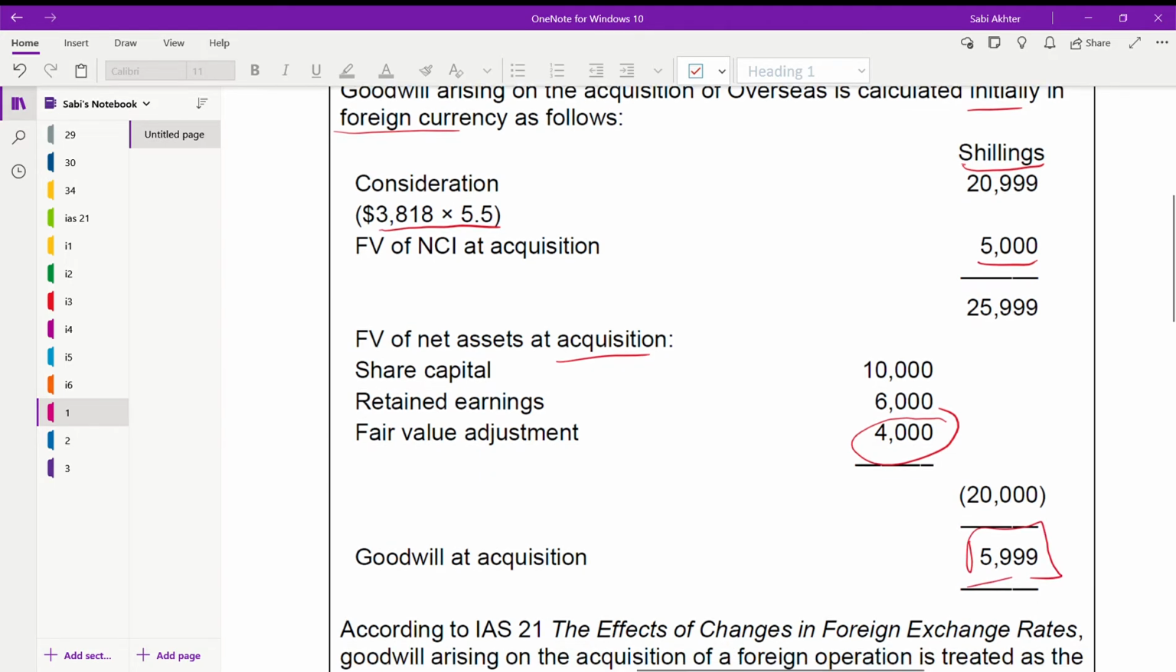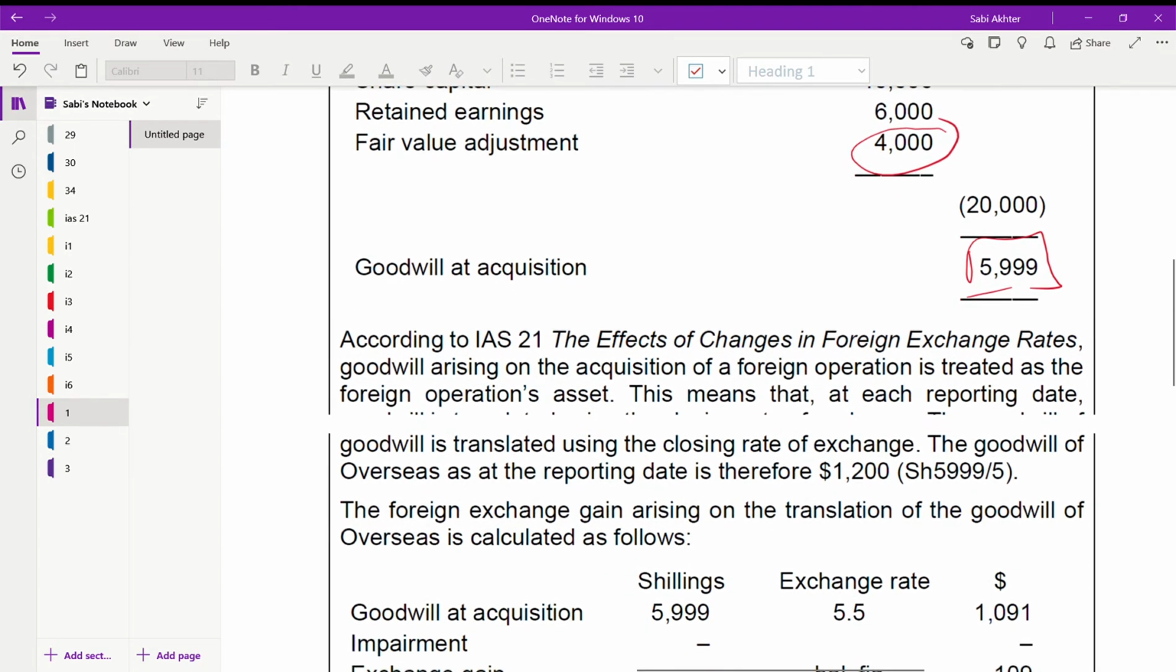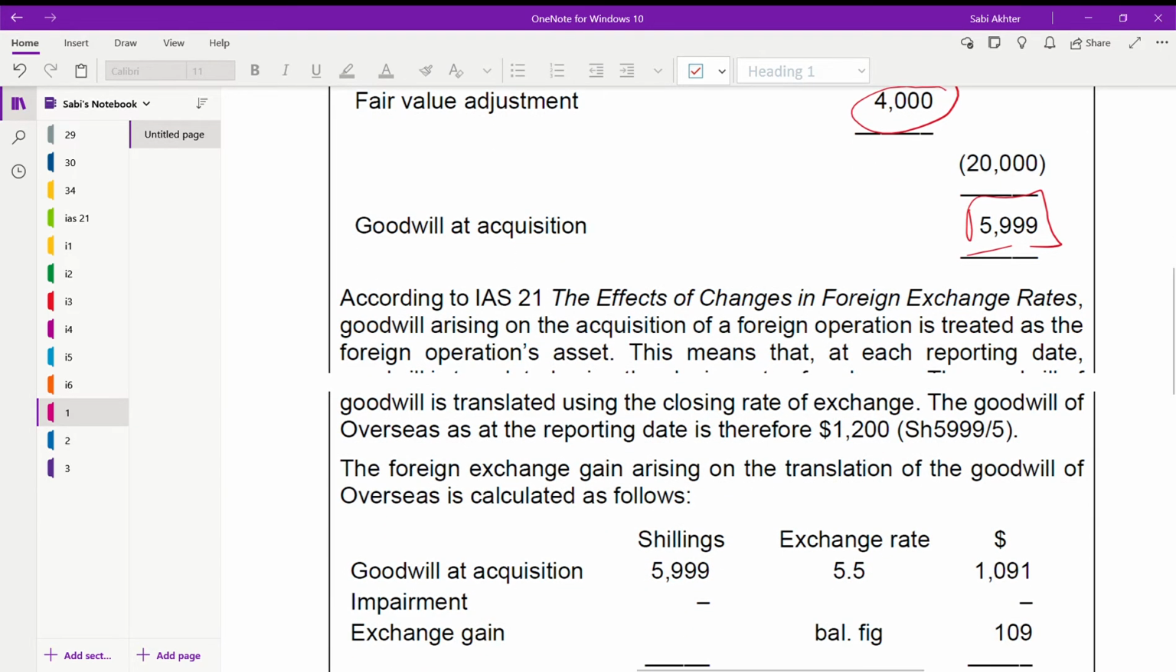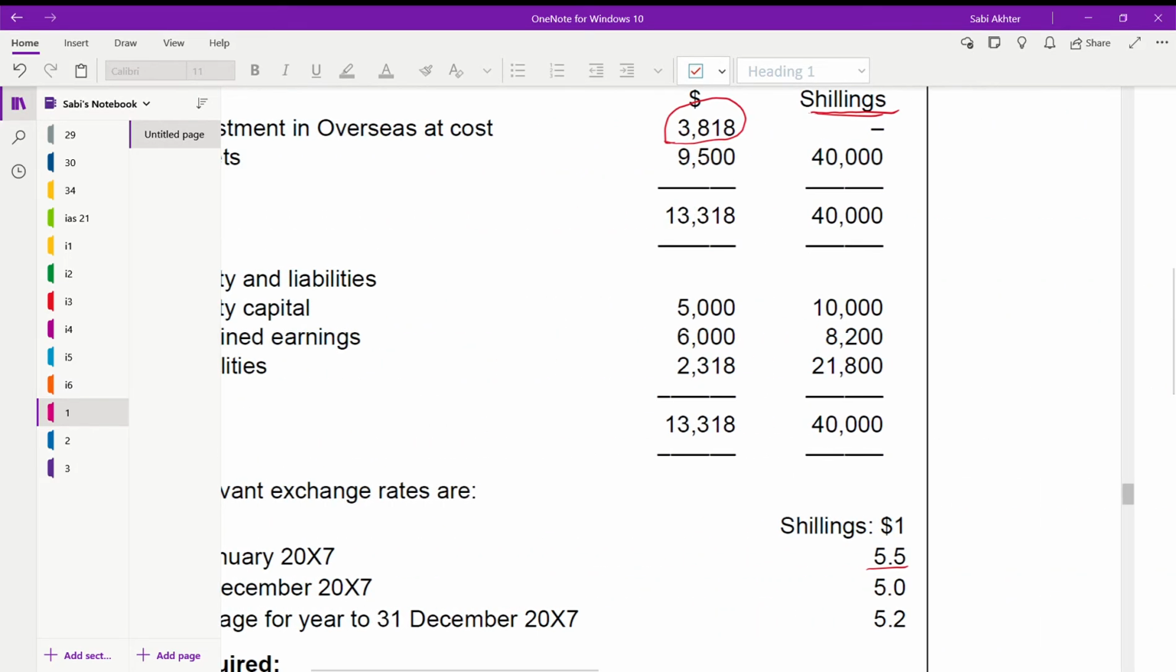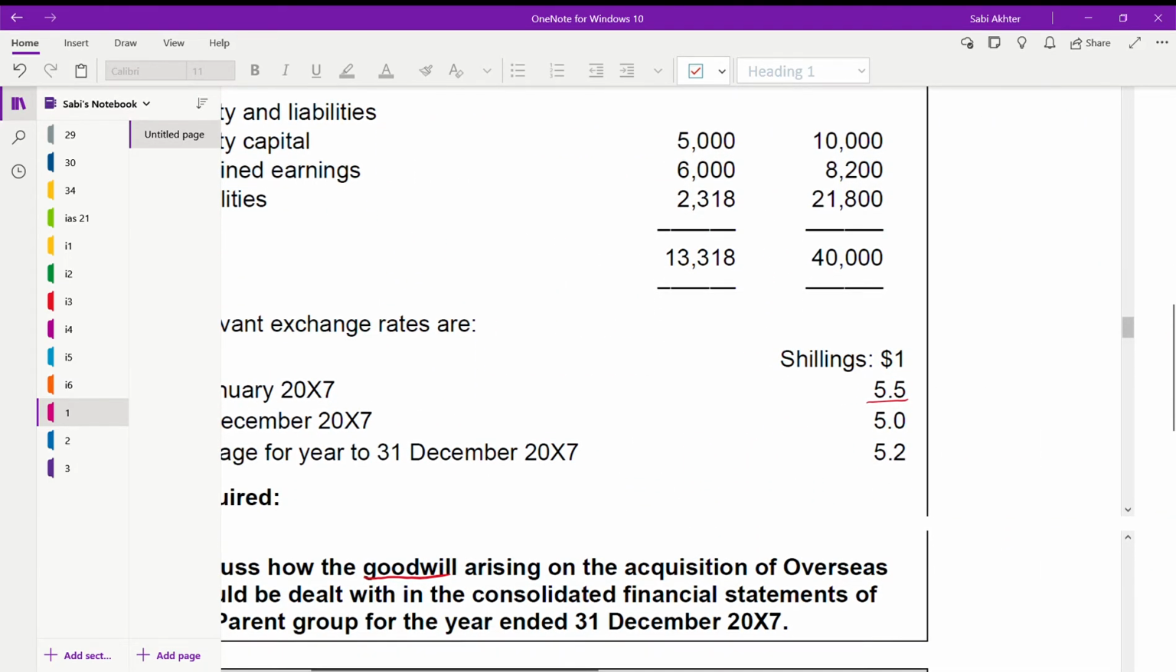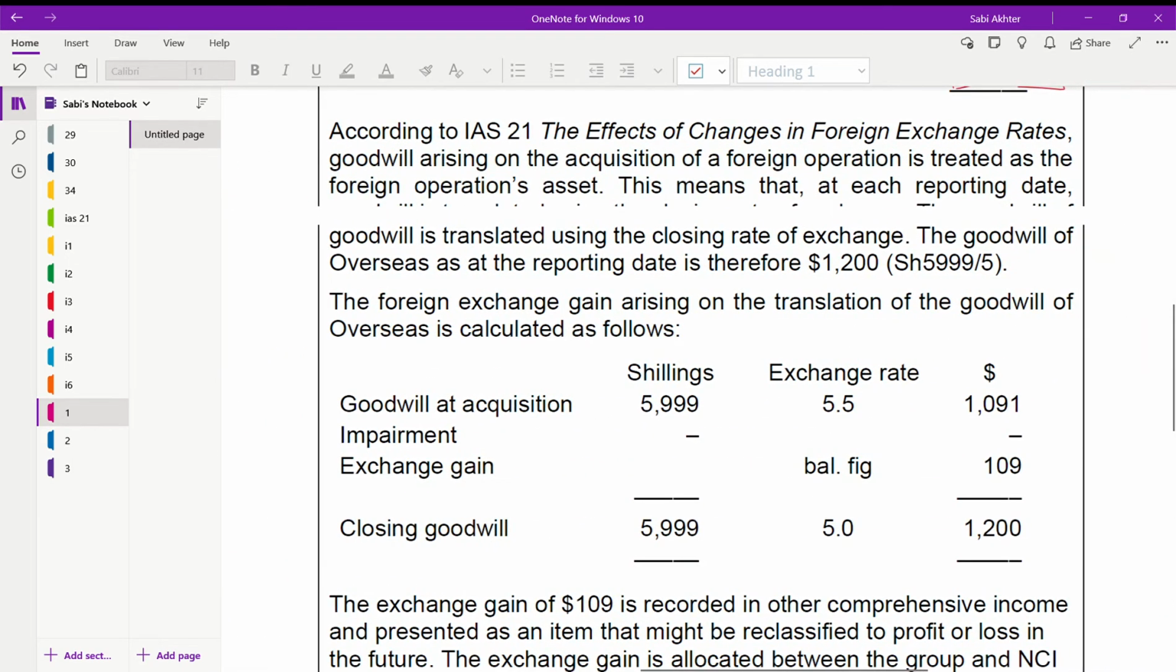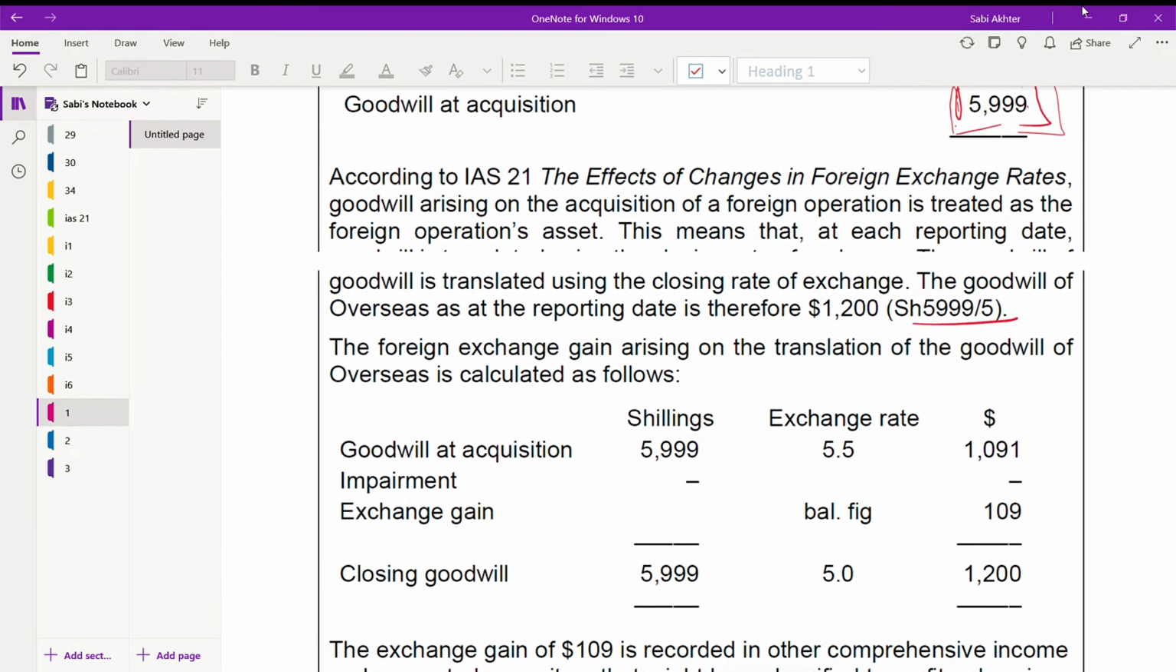There is no impairment, right? Because this is a foreign currency asset, the subsidiary's asset for you, you have to translate it using the closing rate. You have to convert it back at the closing rate. What is the closing rate? It is 5. So you divide it by 5, and hence this is 1,200.